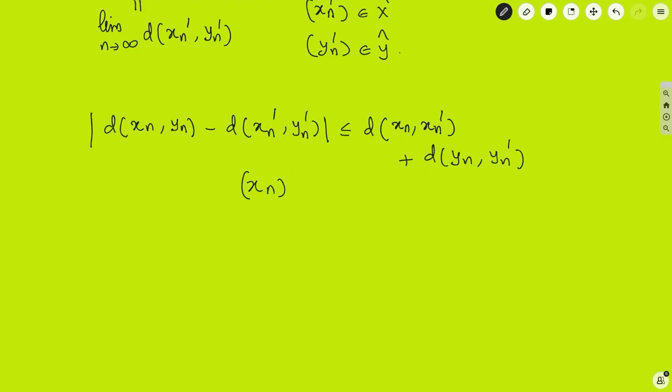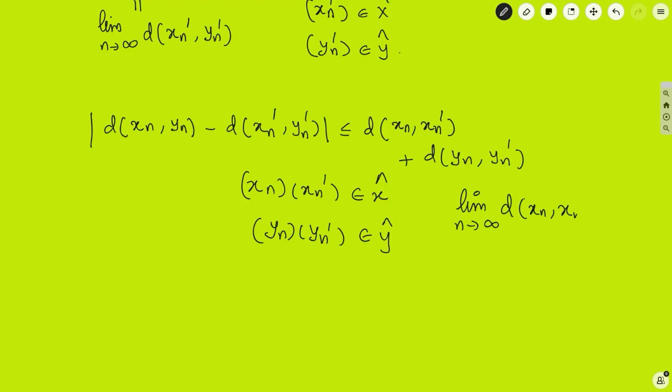Xn and xn prime are from the same equivalence class. What about yn and yn prime? They are also from the same equivalence class. So if they are from the same equivalence class, what that means is the limit as n tends to infinity of the distance between xn and xn prime is 0, because that's the definition of the equivalence relationship that we use.